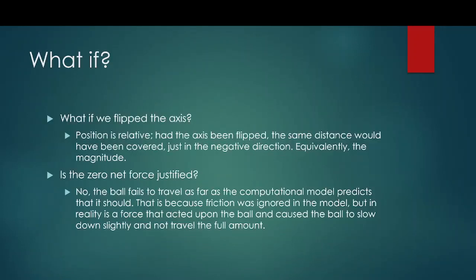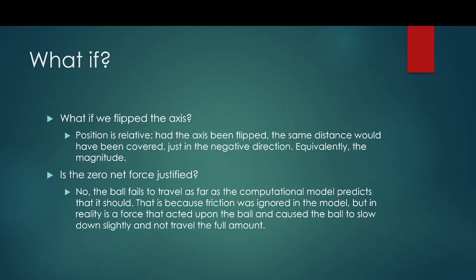So what if we flip the axis? Well, this answer is simple. Position is a relative concept. If the axis was flipped, then the ball would have the same magnitude of velocity, but it would be in a different direction. So the displacement would be negative, the velocity would be negative, but it would roll the same distance with the same speed.